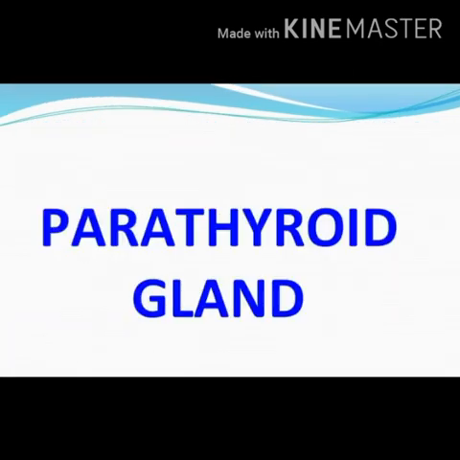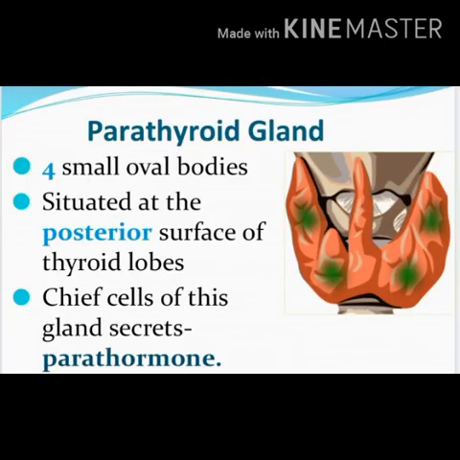Up to now we saw about the thyroid gland. Now we will see the next gland, the parathyroid gland. The parathyroid glands are four small oval bodies present at the posterior surface of the thyroid lobes. We know that the thyroid gland contains two lobes. At the posterior surface, meaning the back side, of these thyroid lobes, the parathyroid glands are present. The parathyroid glands secrete the hormone known as parathormone.